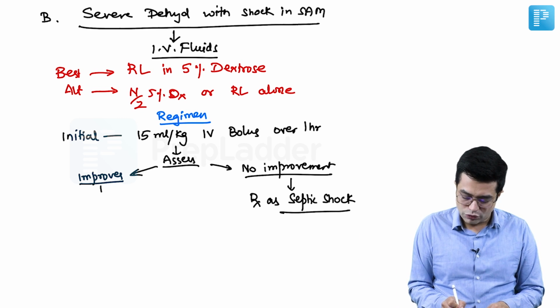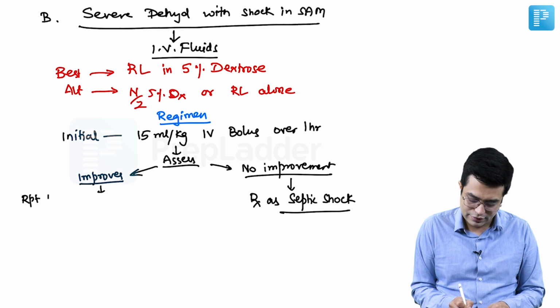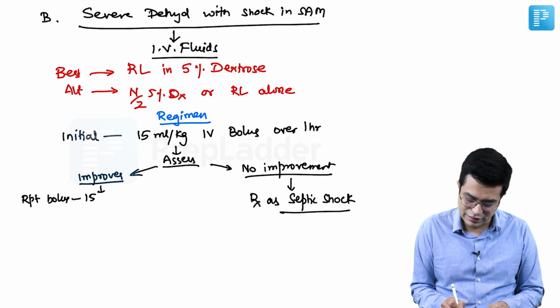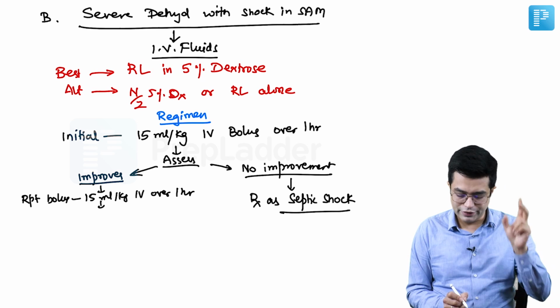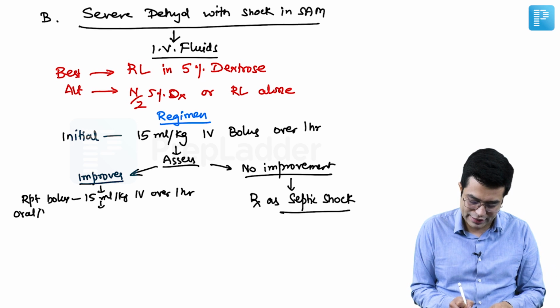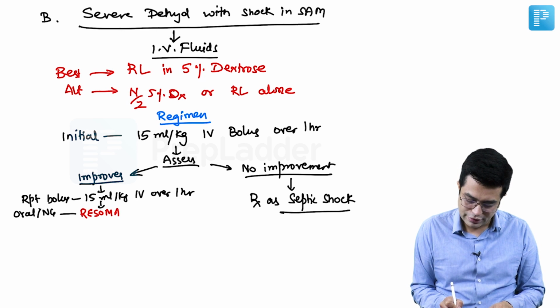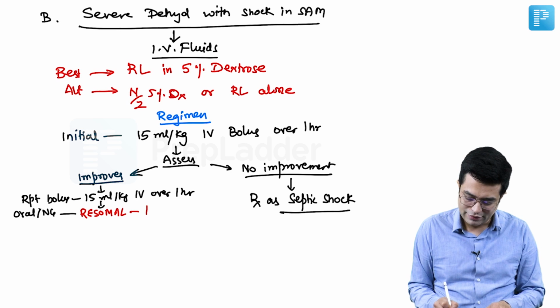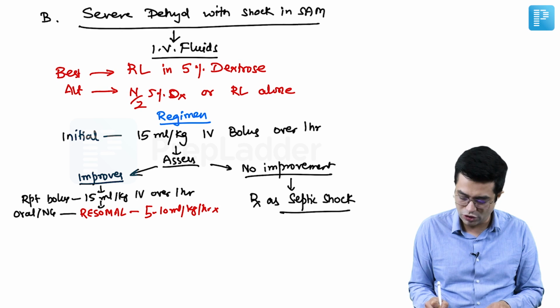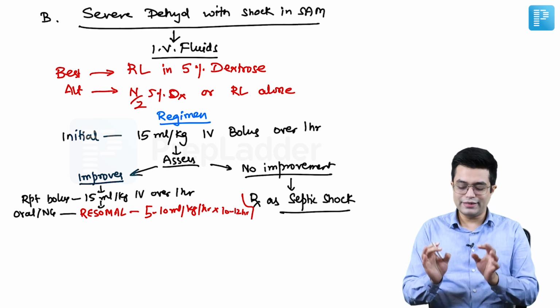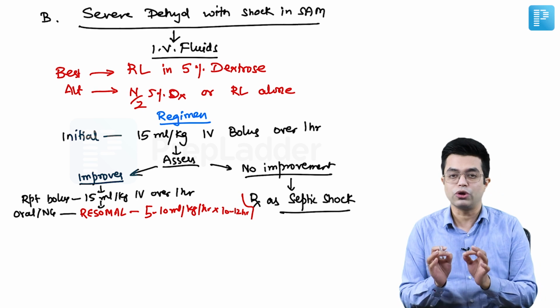In case the child starts improving, you will repeat a bolus. That is, you will give another 15 ml per kg IV bolus over 1 hour. Only 2 boluses should be given IV. Then you will shift to oral or NG feeding. What will you give here? You will give Resomal solution in the same dose that we discussed, 5 to 10 ml per kg per hour, which will be given for about 10 to 12 hours. Right? So this is the management of severe dehydration with shock in a SAM child.